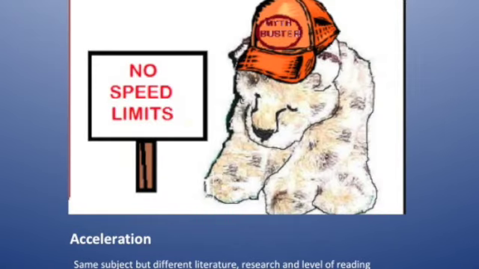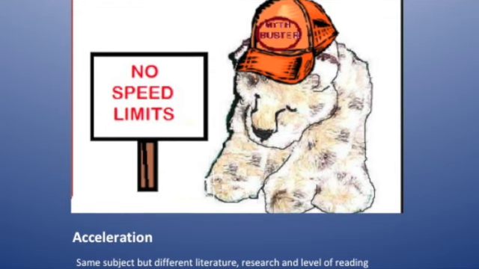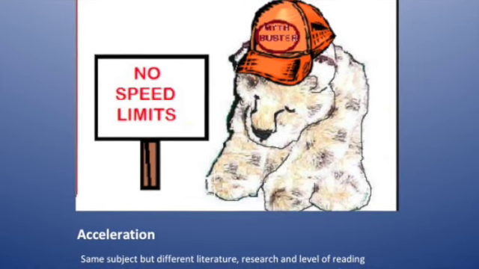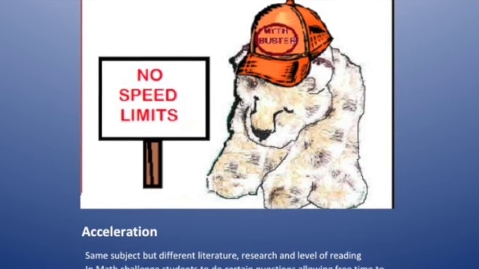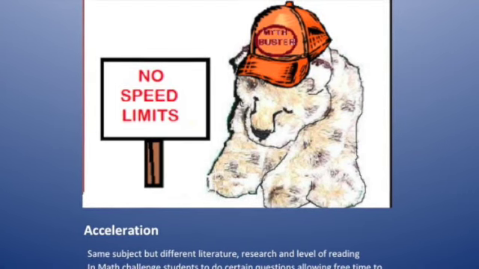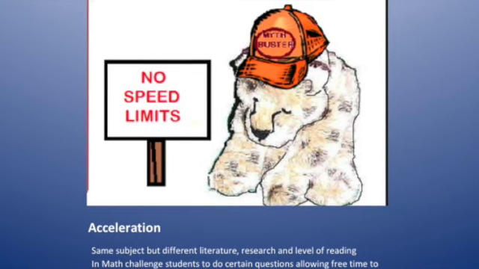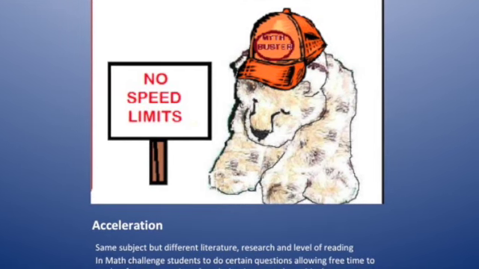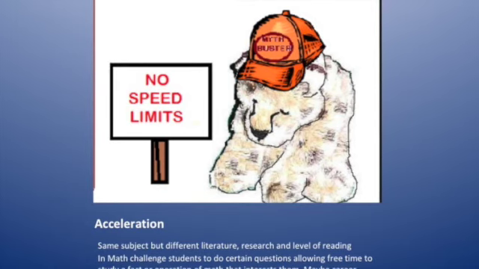Another strategy is acceleration. Same subject, different literature, different research, different level of reading. In math, challenge students to do certain questions, allowing them free time to study a fact or operation of math that interests them, maybe even career orientated. Let them think about what they want to do when they leave school: design, architect, engineering. Maybe as a team you're going to get them to skip a grade or skip a grade in one subject only.